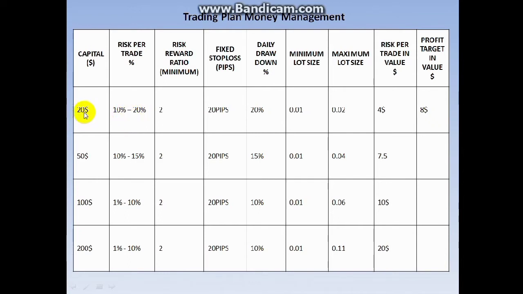Same goes here. If you're having a $50 account, your risk per trade is going to be between 10% to 15% of your capital. Just look at that. As you can see, when our capital increased, our risk per trade decreased. So I hope you are getting the advantages now. Having a $100 account, your risk per trade should be between 1% to 10% of your initial capital of $100.